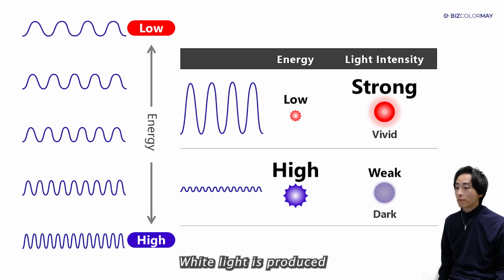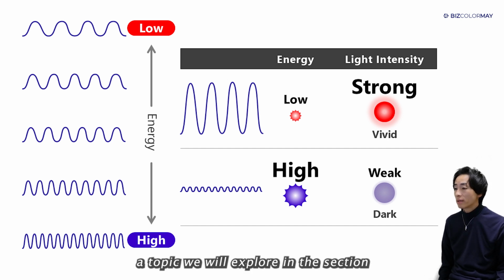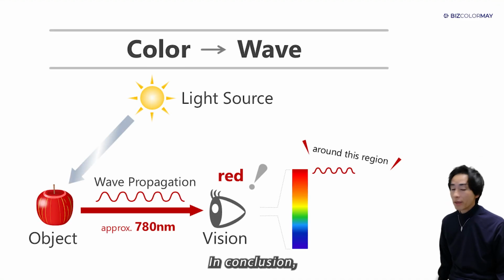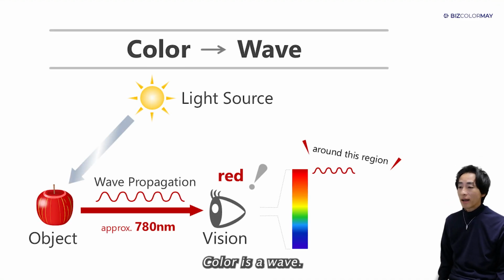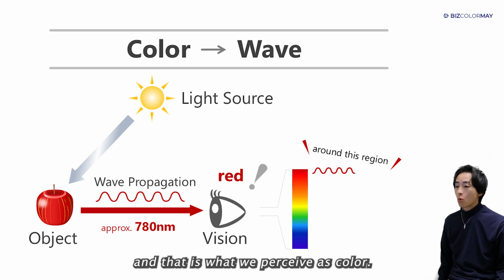White light is produced when many wavelengths combine, a topic we will explore in the session on the additive primaries of light. In conclusion, color is a wave. Our eyes interpret the wavelengths of that wave, and that is what we perceive as color.